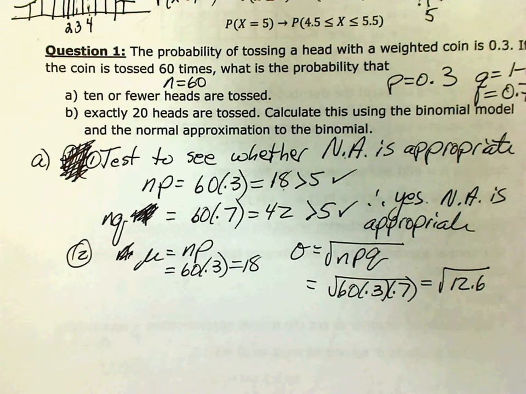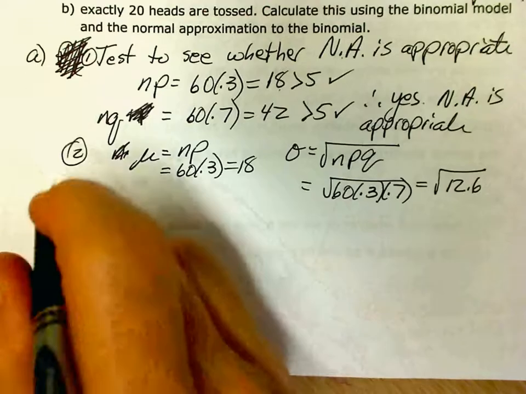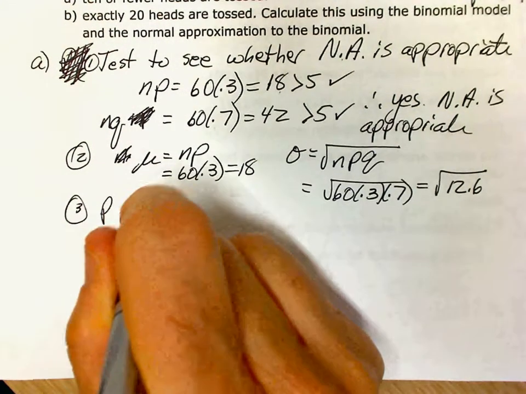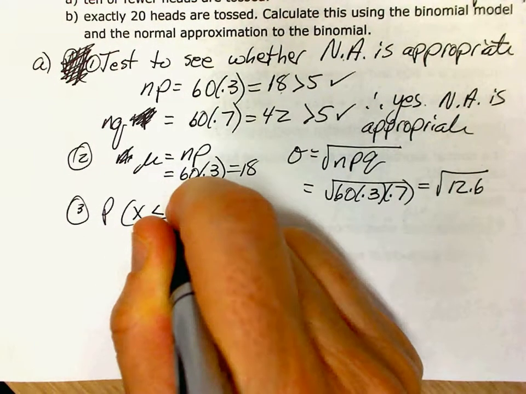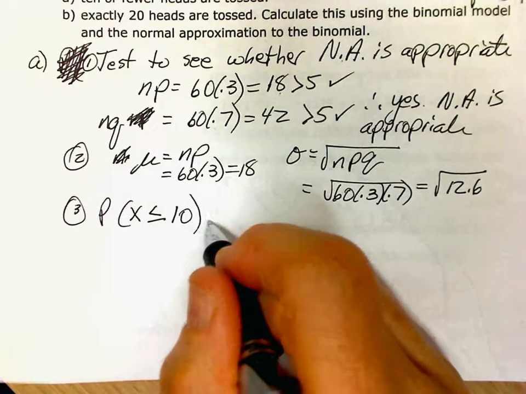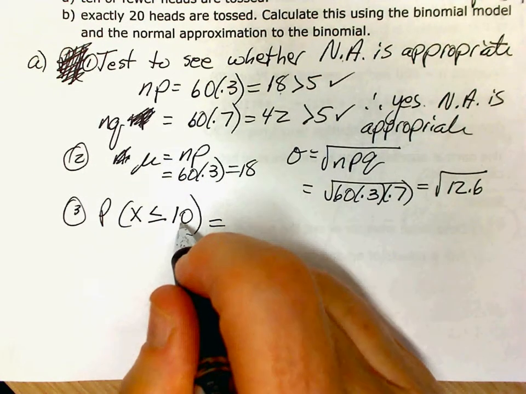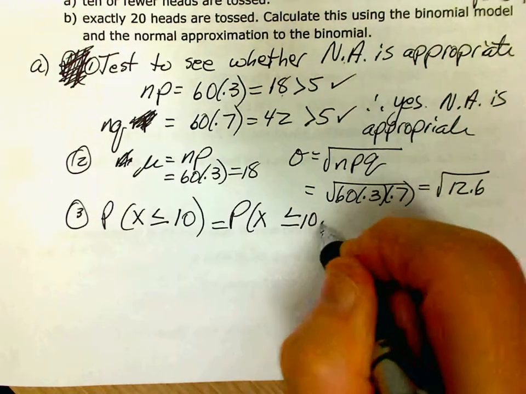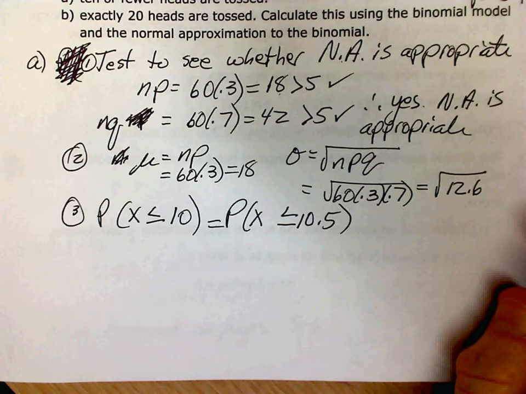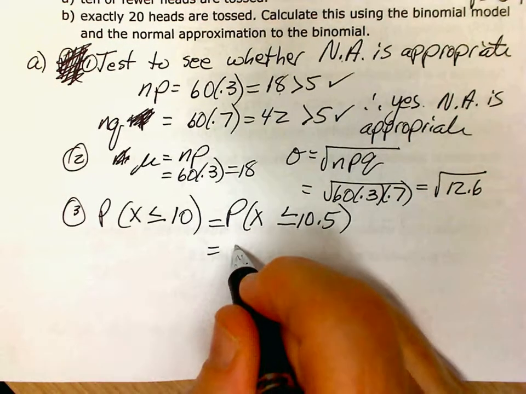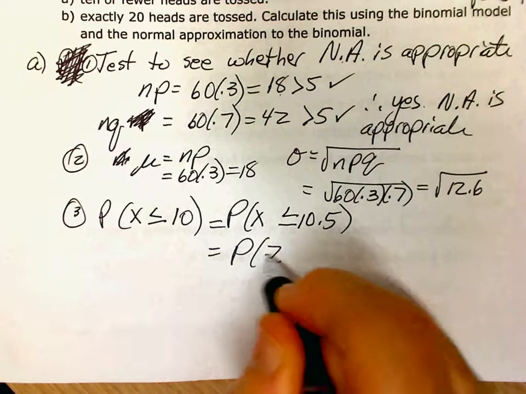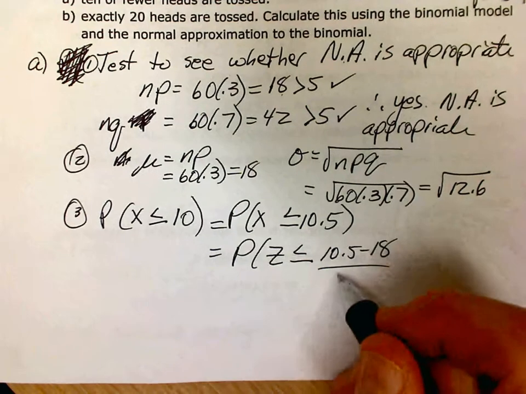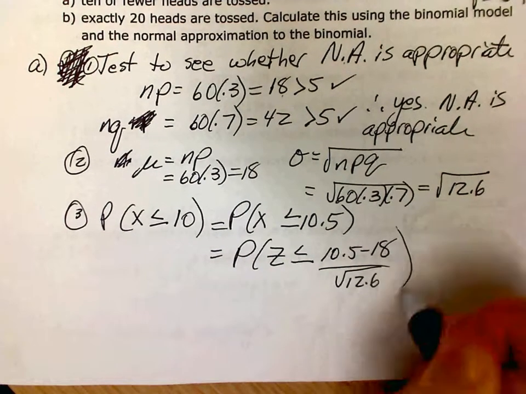So let's do step number 3. Let's do 10 or fewer. Probability x is less than or equal to 10. Yes, we want the entire 10 box to be included. So probability x is less than or equal to 10.5. Now we have our z-score, right? We just plug it in.